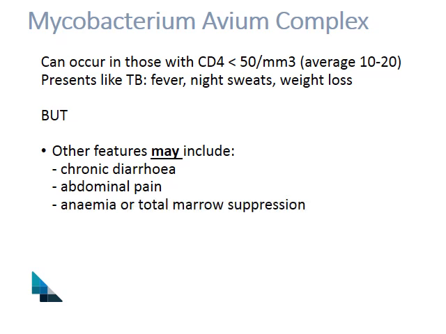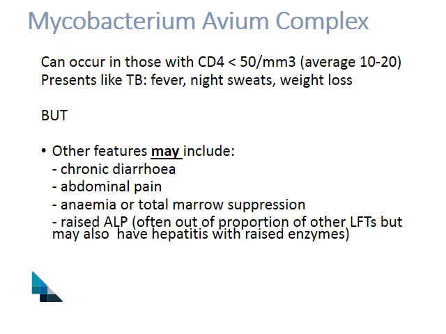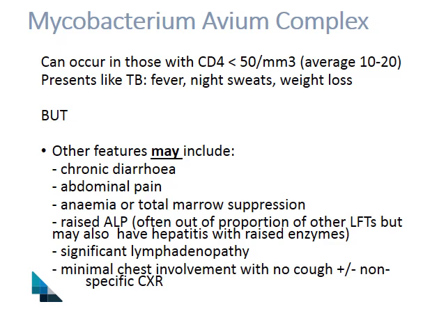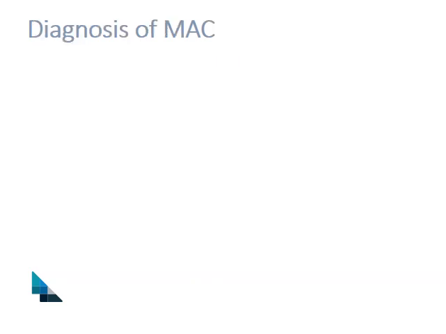And this marrow suppression or the pancytopenia is a very typical feature of MAC. You may see the raised ALPs quite often out of proportion with the LFTs because there's infiltration into the liver, significant lymphadenopathy. And quite interestingly, MAC often does not have so much of a chest involvement. It's much more of an extrapulmonary TB picture than a pulmonary TB picture.